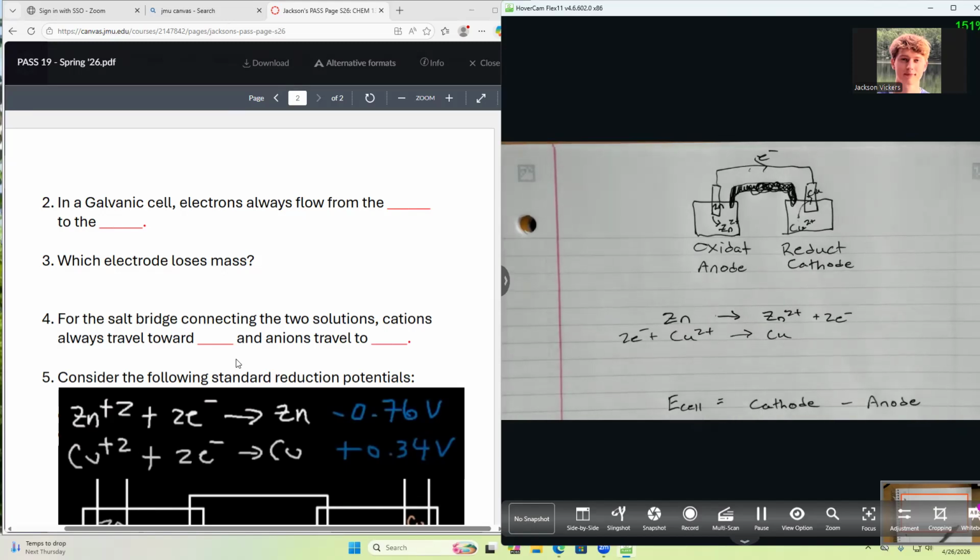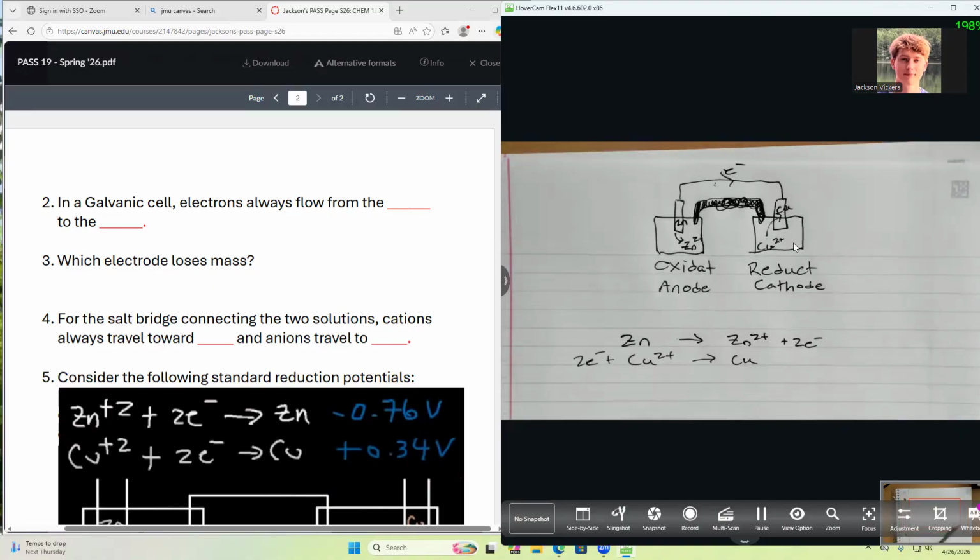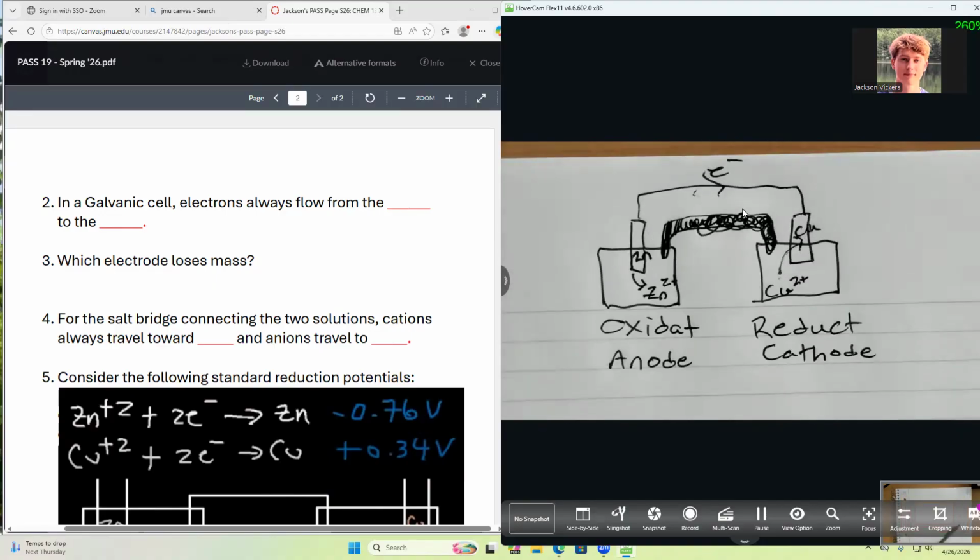Cations travel towards the right, yes. So it's really easy to remember: cations go to the cathode, anions go to the anode. That makes sense. To talk a little bit about why that's happening, though, we need to think again about what's going on in that solution.